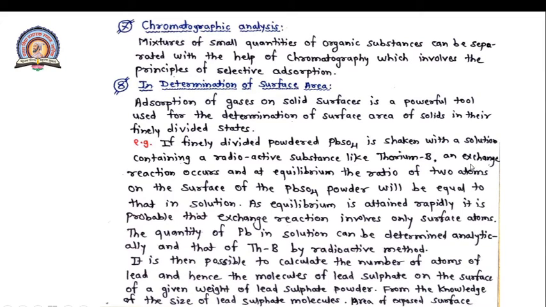an exchange reaction occurs, and at equilibrium the ratio of the two atoms on the surface of the PbSO4 powder will be equal to that in solution. As equilibrium is attained rapidly, it is probable that exchange reactions involve only surface atoms. The quantity of Pb in solution can be determined analytically and that of thorium B by radioactive methods.